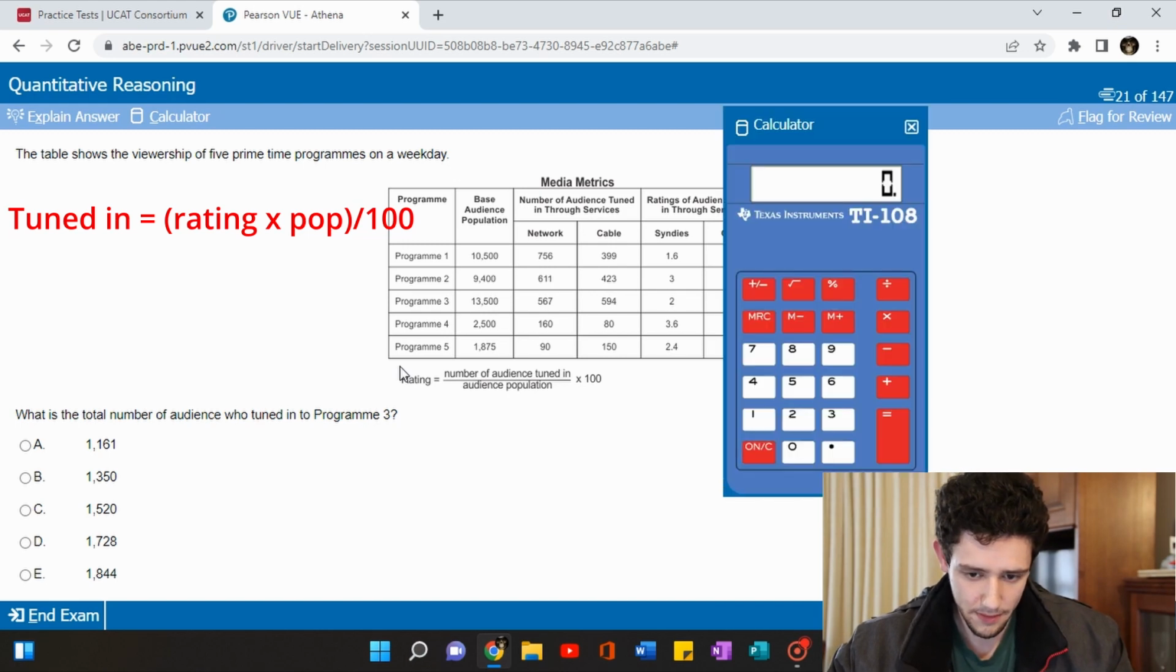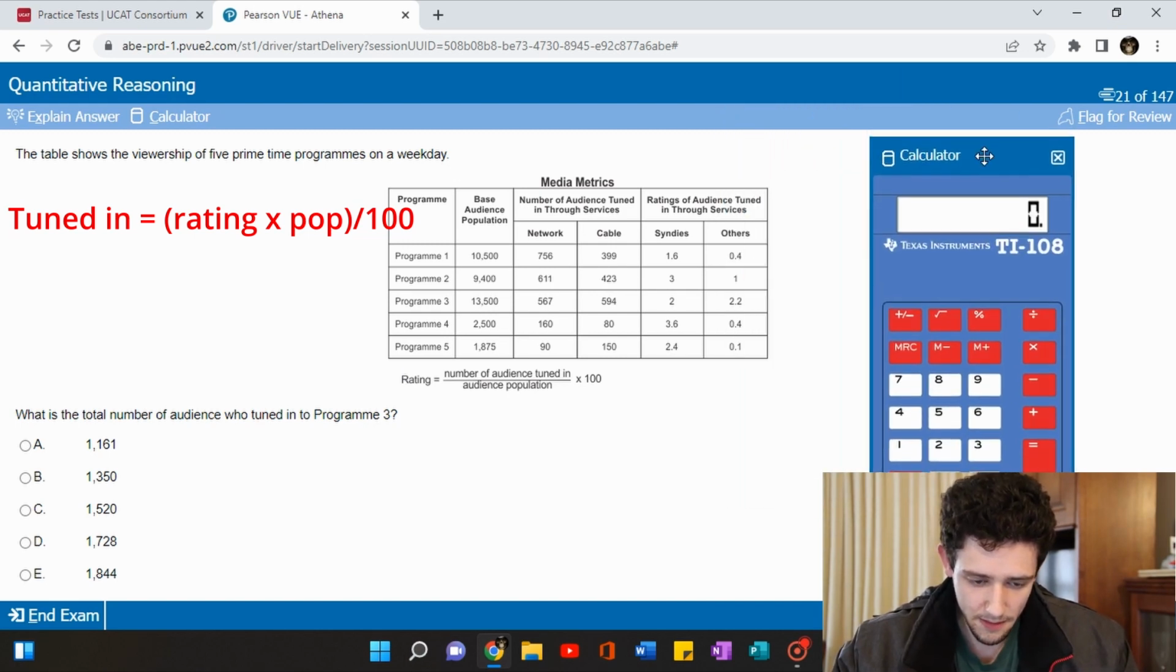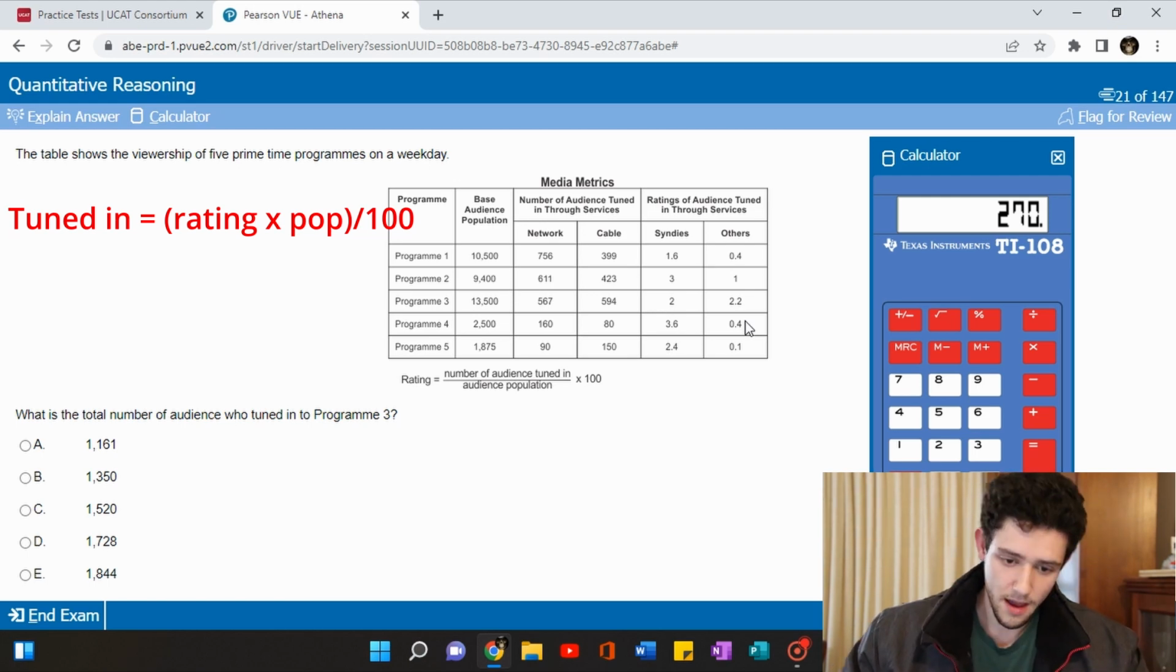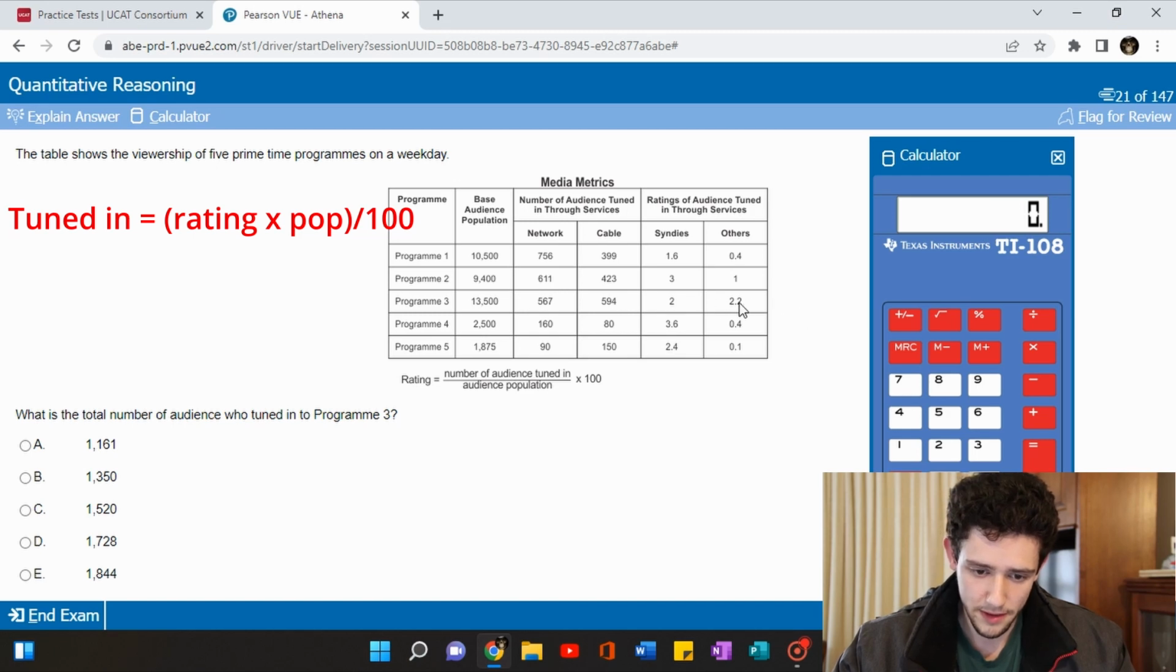Okay, so we'll get the calculator up. We know that the number tuned in is the rating, so 2, times the population, 13,500. Okay, and then we'll divide that by 100, so 270 people for that part. And we'll do the same thing, but for 2.2 now. So 2.2 times 13,500 divided by 100, 297.